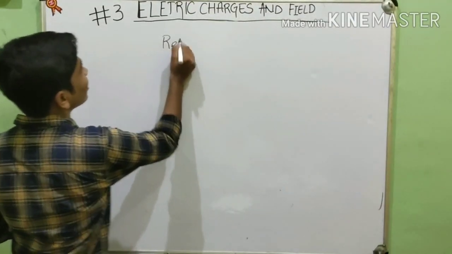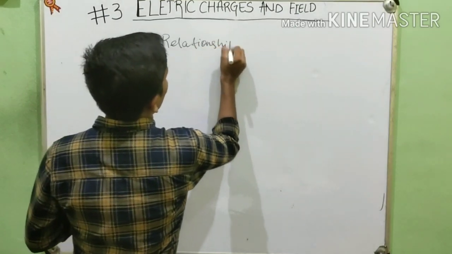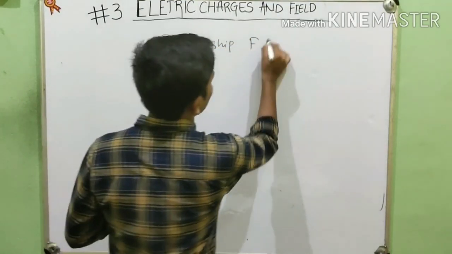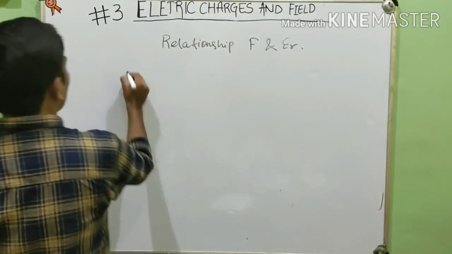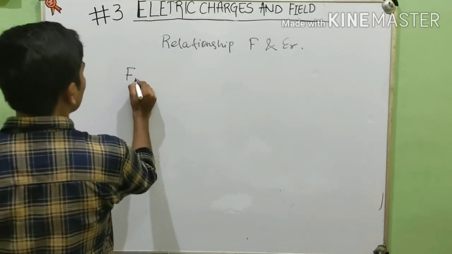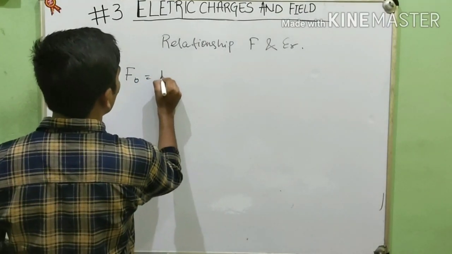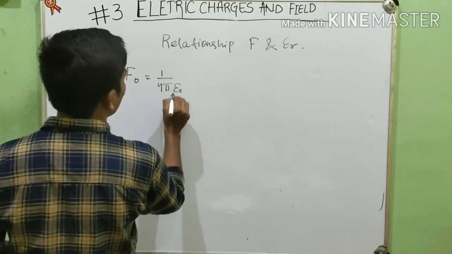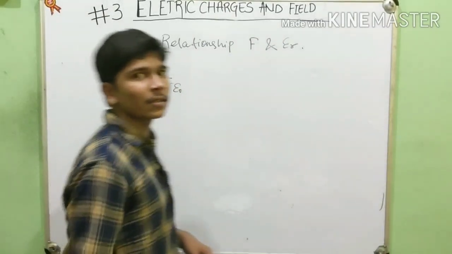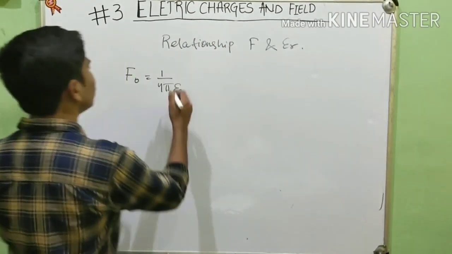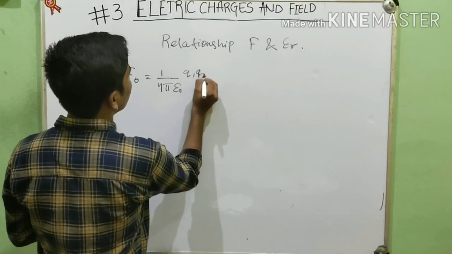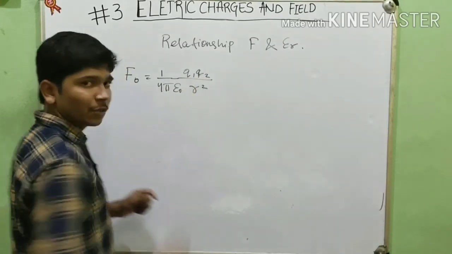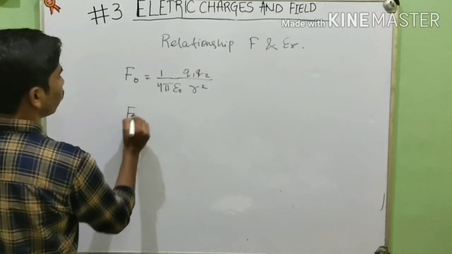Then we will deduce the relationship between force and relative permittivity. Force in vacuum is what? Let two charges be Q1 and Q2. F naught equals 1 by 4 pi epsilon naught, the permittivity of air, whose value is 8.854 into 10 to the minus 12 coulomb square per Newton meter square, times Q1 Q2 by r square, where r is the distance. Then what will be the force in medium?